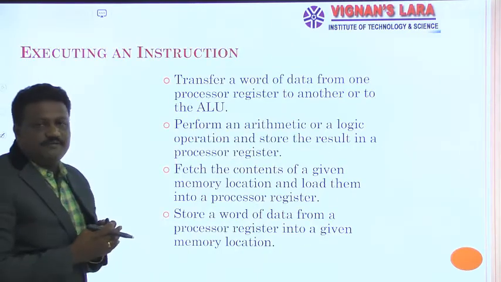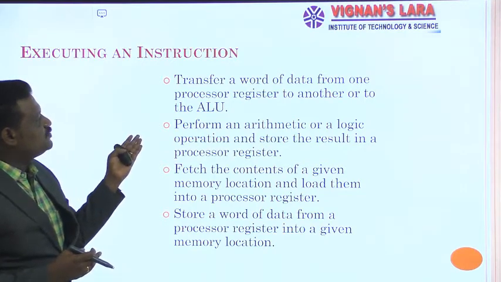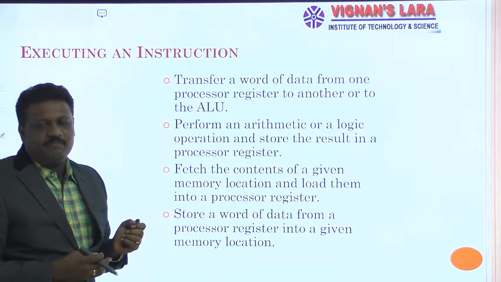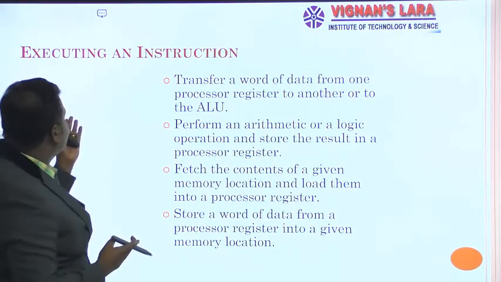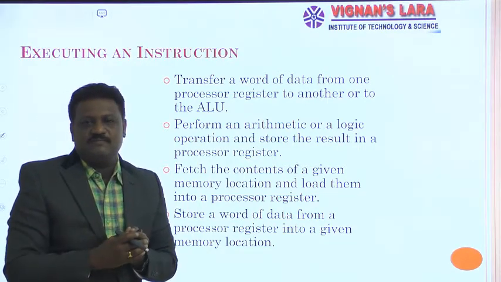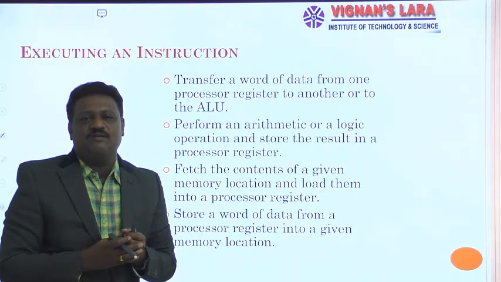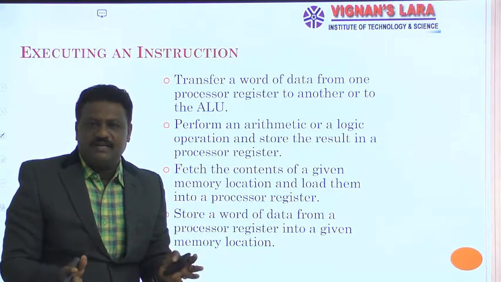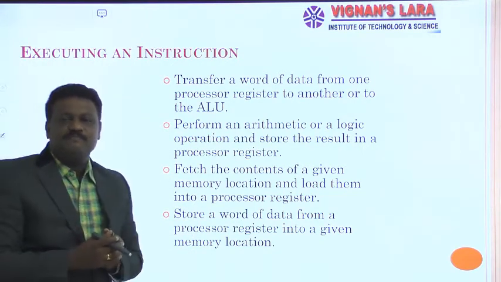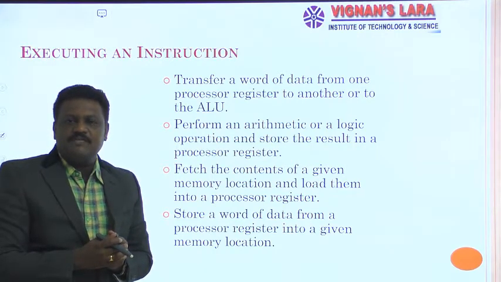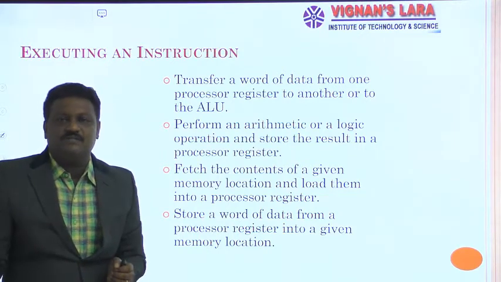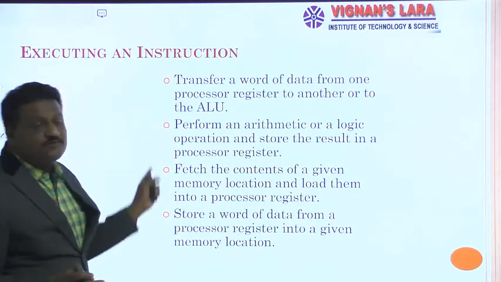Next, execution of an instruction. Transfer a word of data from one processor register to another processor register. So, what is the meaning of executing an instruction? Once we fetch an instruction, in the execution of an instruction, there is a possibility that the operation belongs to any one of these four. That means in the execution process, the operation belongs to any one of these four.